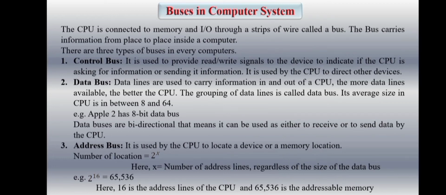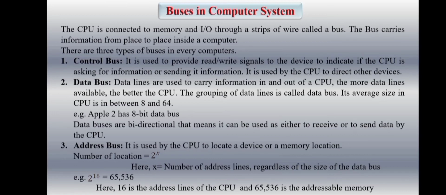For example, 2 to the power 16 is equal to 65,536. Here 16 is the number of address lines of the CPU and 65,536, that is 64 kilobytes, is the addressable memory. Each location can have a maximum of 1 byte of data. In this case, total accessible memory is 64 kilobytes.